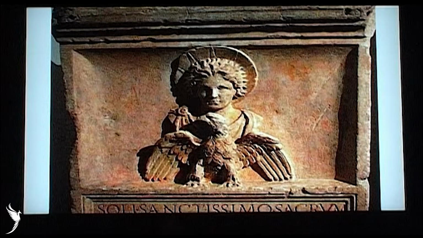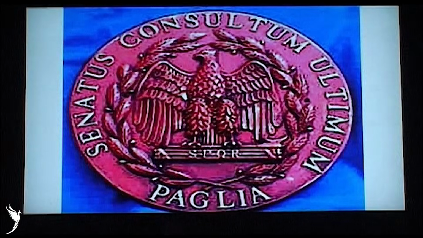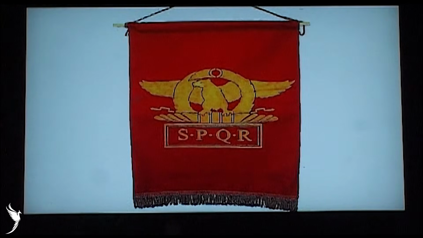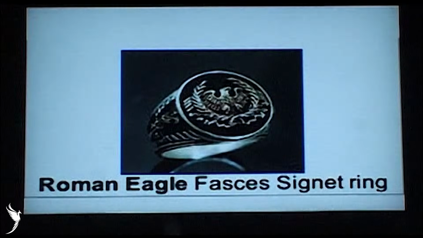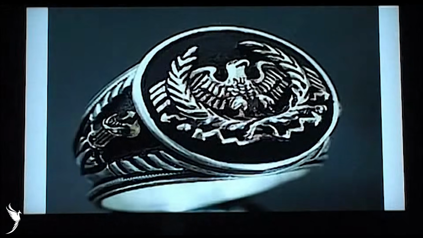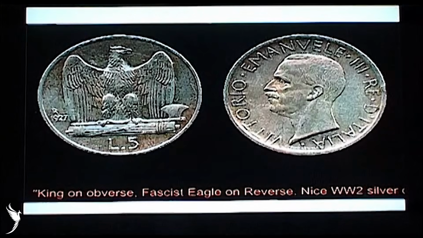Here's Solis Invicti, the Roman god, with his symbol for the sun was an eagle. Eagles were used all over the Roman Empire to symbolize the sun. And fascists, of course, in Europe used the eagle also for the same reason, to symbolize the sun. It's a Roman eagle fascist signet ring. The eagle symbolizing the sun. And you'll see the eagle is perched on a fasci. That's another whole subject we'll get into another time. The symbol of the fasci is a bundle of sticks, which you'll see the eagle perched on, with a hatchet head. It's called a fasci.